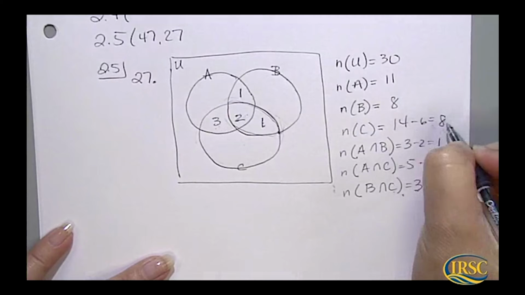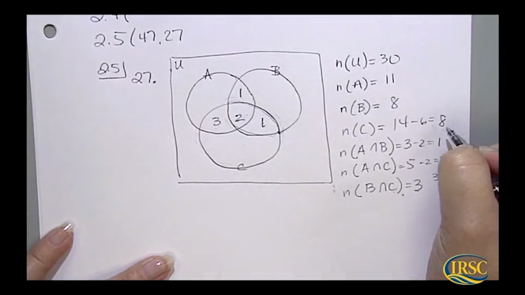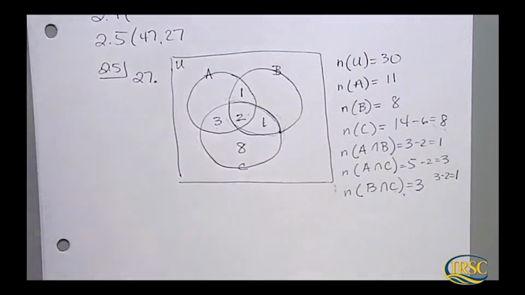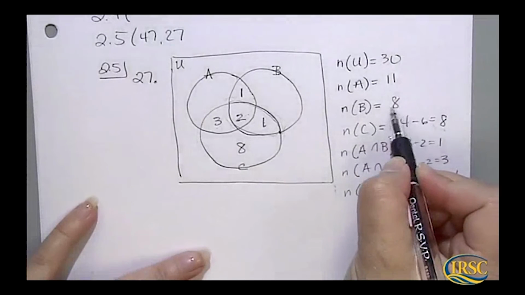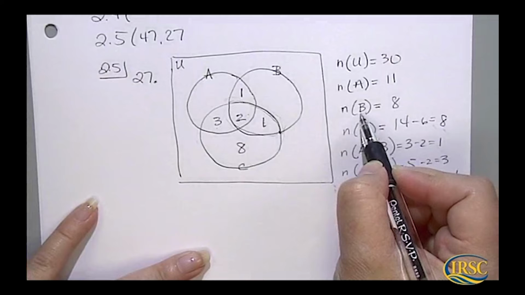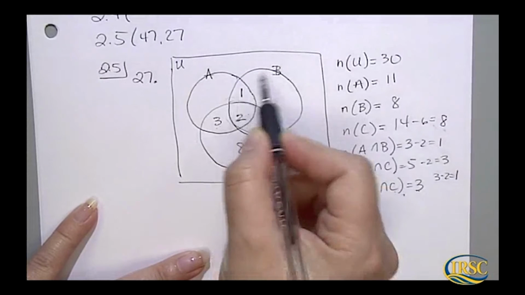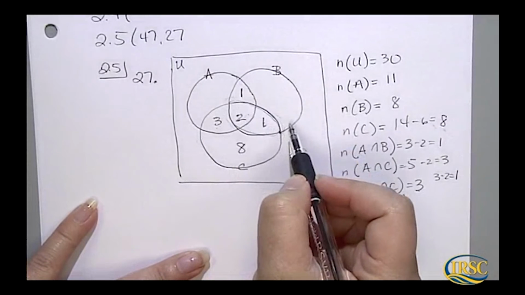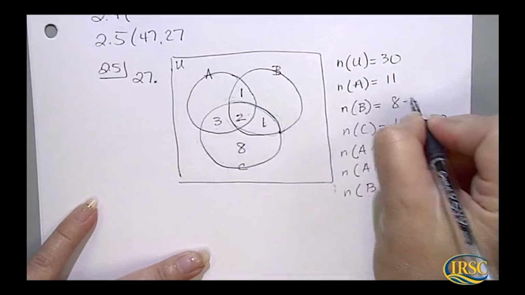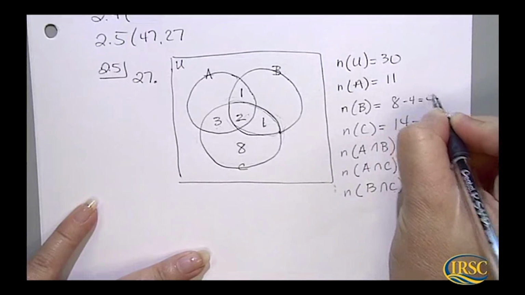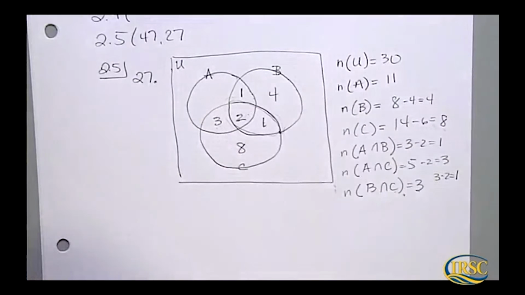These are the easy questions of the day. Okay. And so that means there must be 8 elements in that region for the whole circle to add up to 14. So now when we move up to set B, the cardinal number of set B is 8. How many have we already accounted for in set B? 4. So subtract 4 and we have how many? 4 left. So we have 4 in that region.